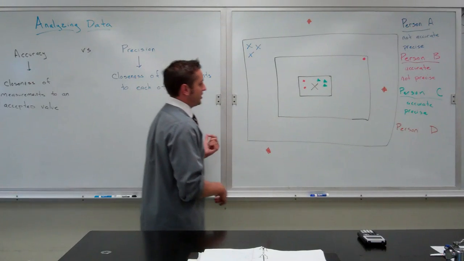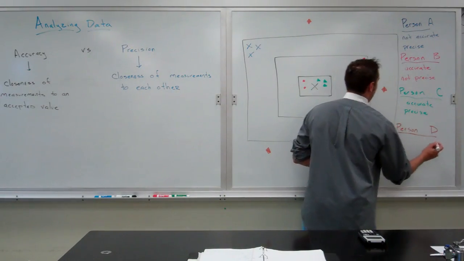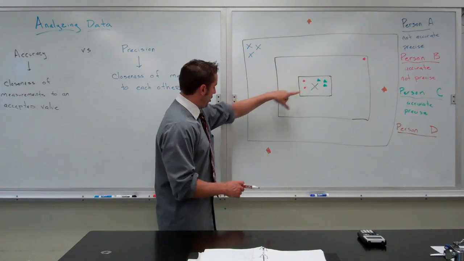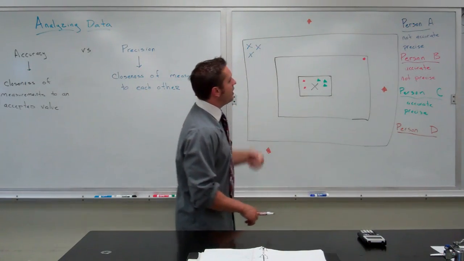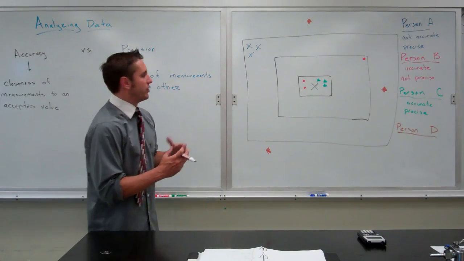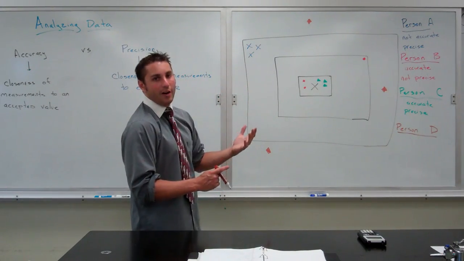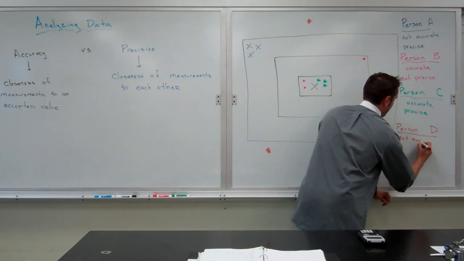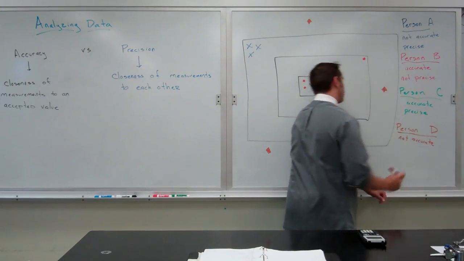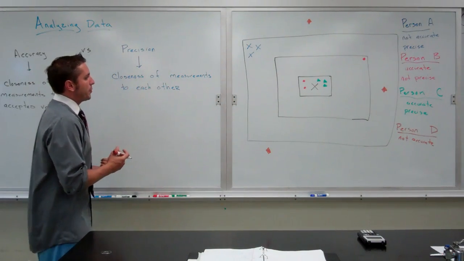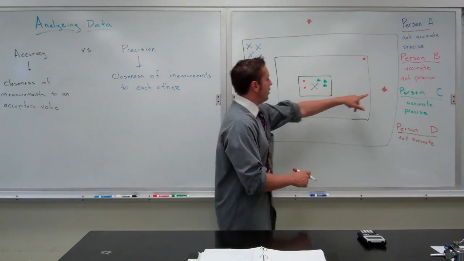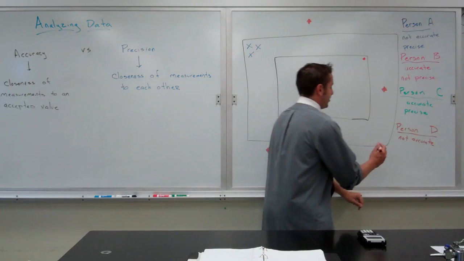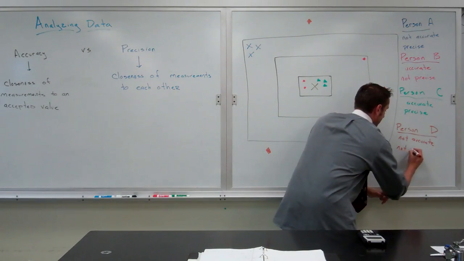Our last person, person D, is our brown diamonds. Are they accurate? Here's our desired target. Here's 1, here's 2, here's 3. Only 1 of the 3 throws made it into the target area at all, and the 1 is in the outermost. So I would say that they were not accurate. Would we say that they are precise? 3 throws, 1 was here, 1 was here, 1 was here. Those are very far spread out, so we would also say that they are not precise.